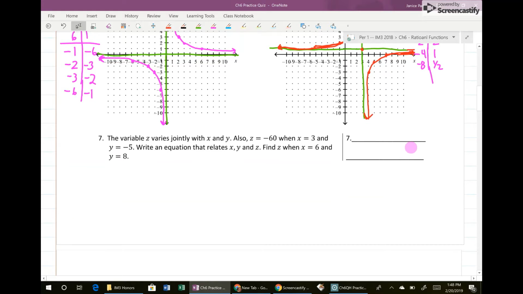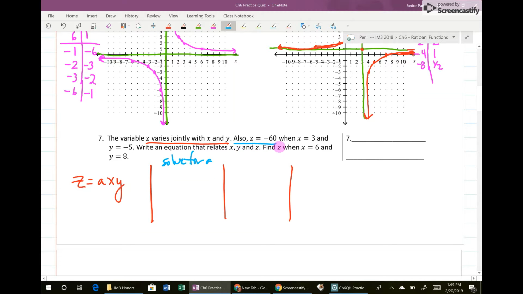All right, for the next part, we have z. We split this into 4 parts. So the first part, z varies jointly with x and y. Remember, every equation has to have an a in it. Second part, solve for a.